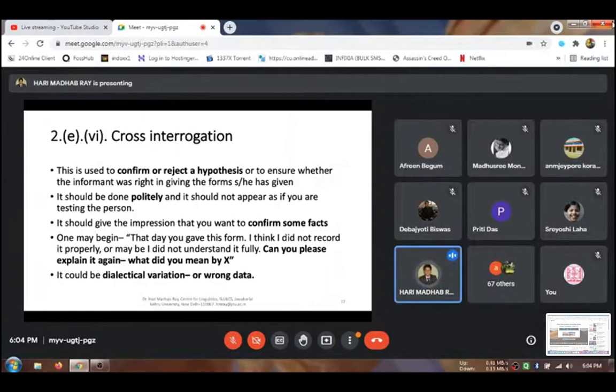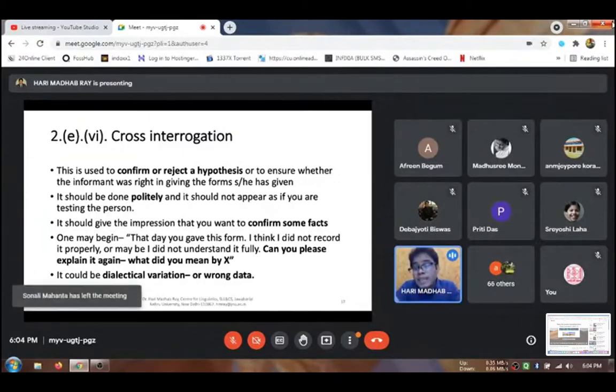So you may begin politely: you gave me this form, or you told me this thing. I think I did not record it properly, or I did not understand it fully. So can you please explain it again? What did you mean by this? It could be either dialectical variation or wrong data. So the whole process of cross interrogation, you need to do very, very politely. If you are not polite, amicable, and social, it is very difficult to conduct field work and data collection. So these are the things you need to remember. And I must tell you that field work or data collection, especially in the field, will definitely make you a good human being. That much I can tell you.